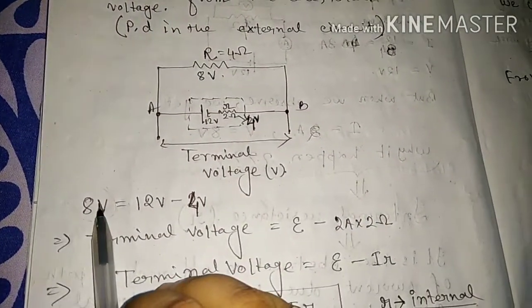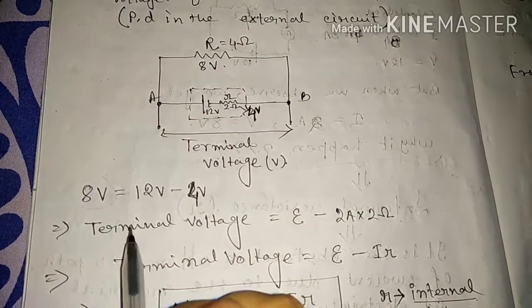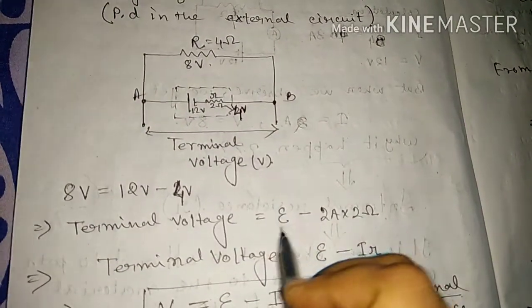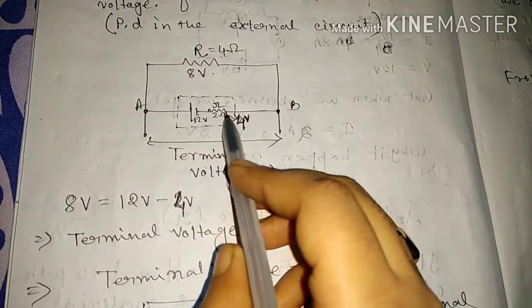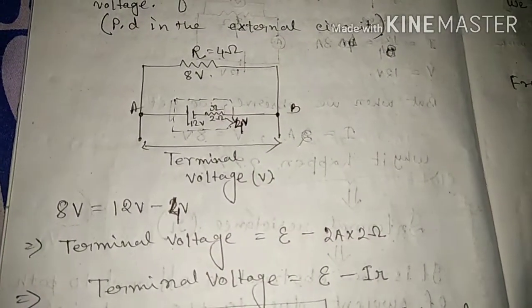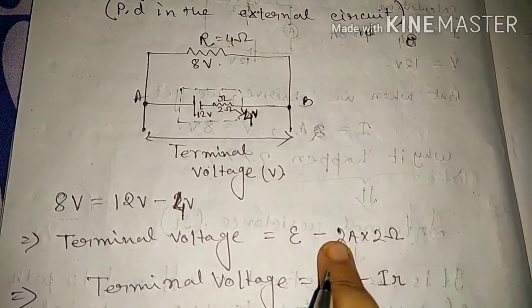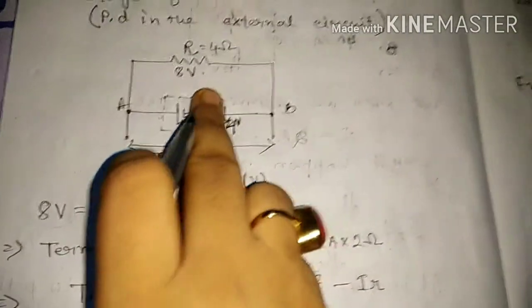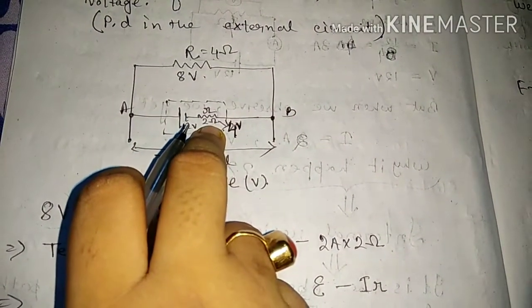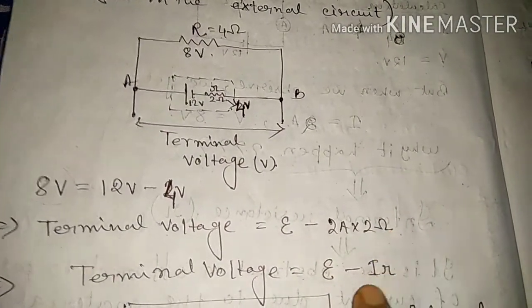So terminal voltage can be written as V. What is 8 volt? 8 volt is the terminal voltage, that is equal to 12 volt, which is the EMF, E, minus the 4 volt drop. If we apply Ohm's law, V equals I into R. So in place of 4 volt we can write 2 ampere into 2 ohm, because if you calculate the current across this resistance, we get 2 ampere current. So minus I into R, 2 A into 2 ohm.